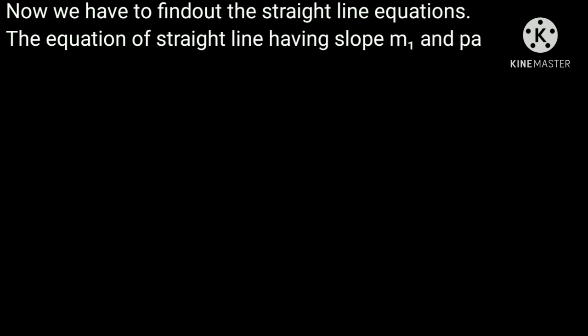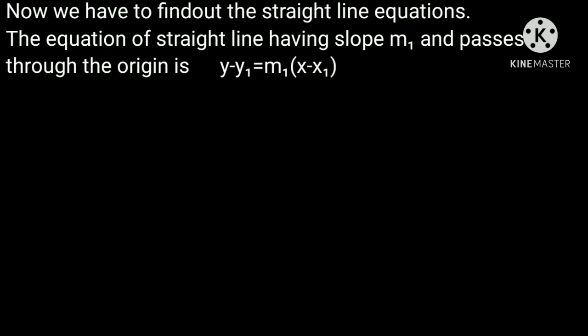The equation of straight line having slope m1 and passes through the origin is formula y minus y1 equal to m1 into x minus x1. Here substitute x1, y1 and m1 values. Then y minus 0 equal to 1 into x minus 0. That is y equal to x. From this x equal to y.